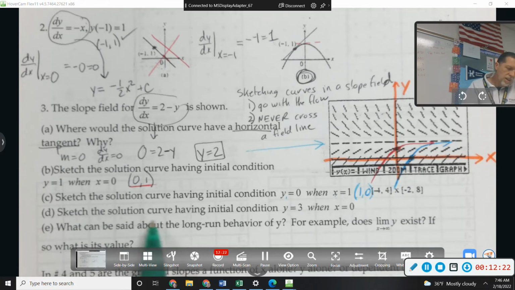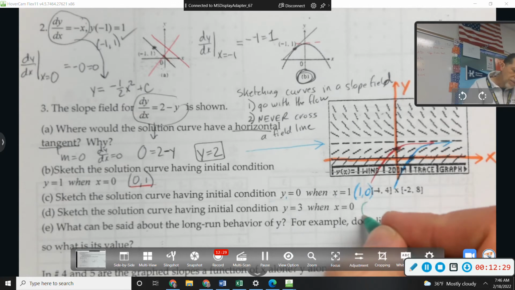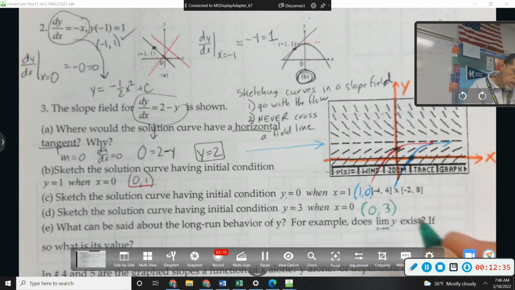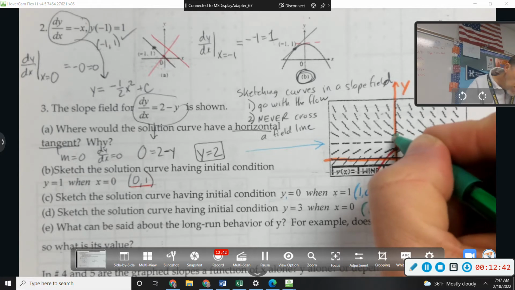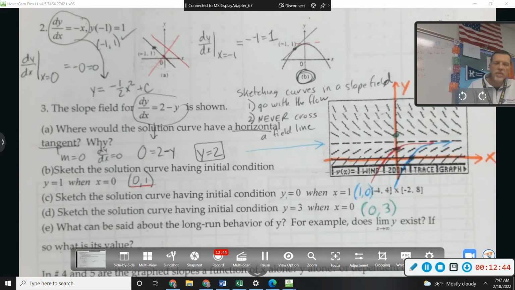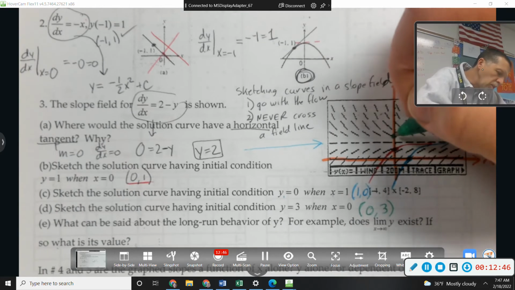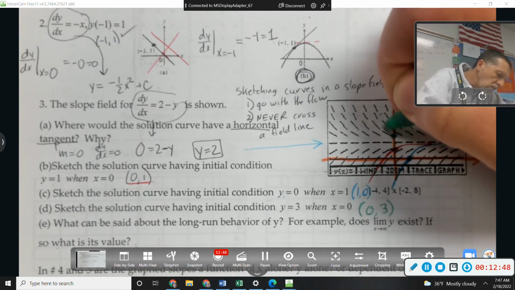Part D, sketch the solution curve having an initial condition y equals 3 when x equals 0. So 0, 3. It's up there. This one's a little bit better to practice with. Again, go with the flow. Don't cross any of those lines. Let the lines kind of direct you where to go.